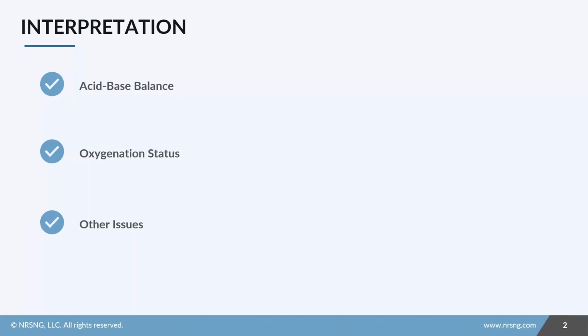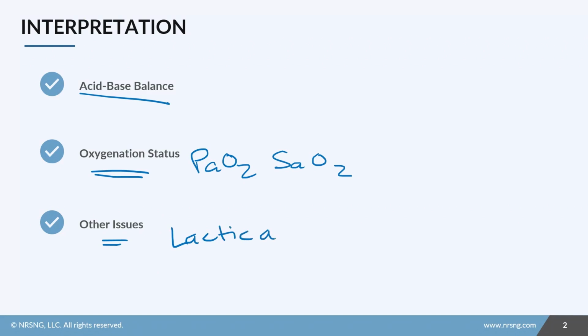So let's get started. Like we talked about in the last lesson, there are three main things we can gather from an arterial blood gas: acid-base balance, oxygenation status, and other issues. Acid base is what we're going to look at in the next few lessons. Oxygenation involves PaO2 and SaO2. We'll have a whole lesson in this course on understanding what's going on oxygenation-wise, so make sure you don't miss that. It's still super important. And when I talk about other issues, I'm referring to the information we can gather from lactic acid, base excess, and base deficit. Each one of those has their own lesson as well, so we'll explore those more later.